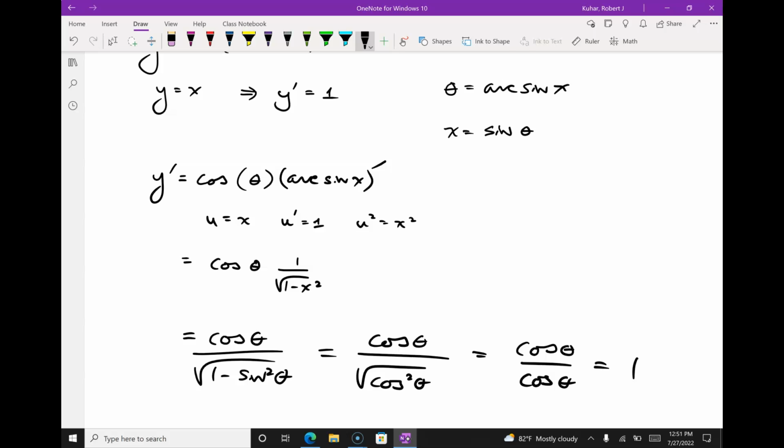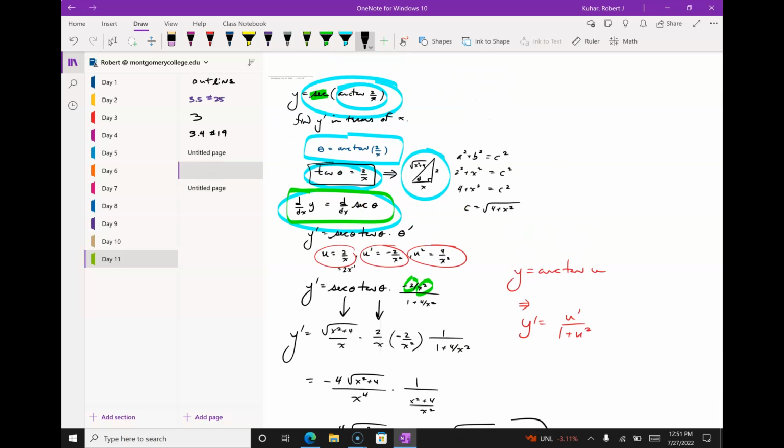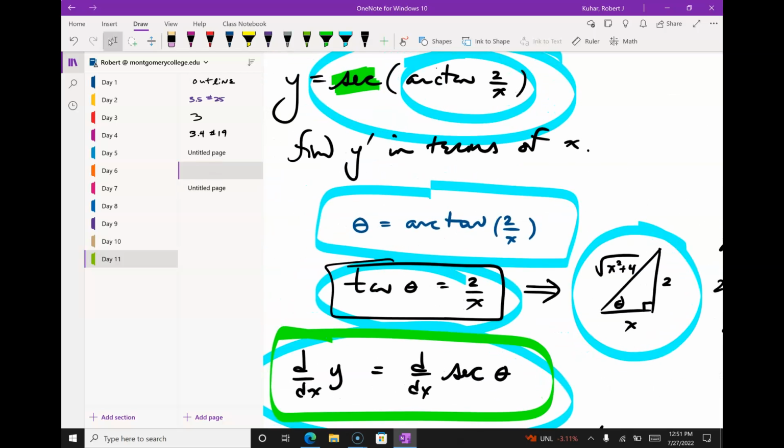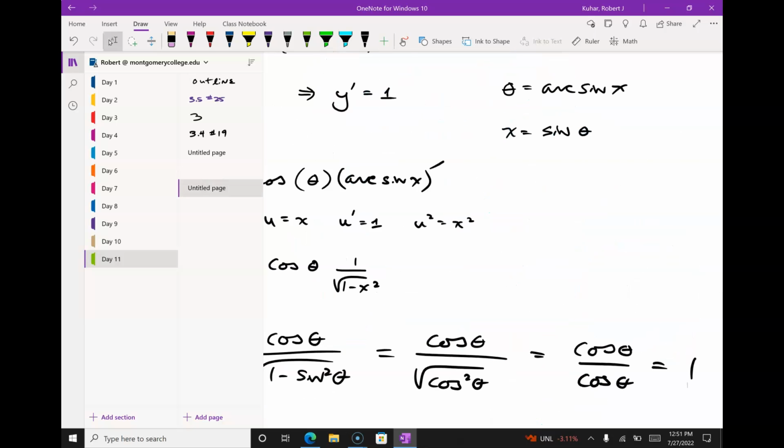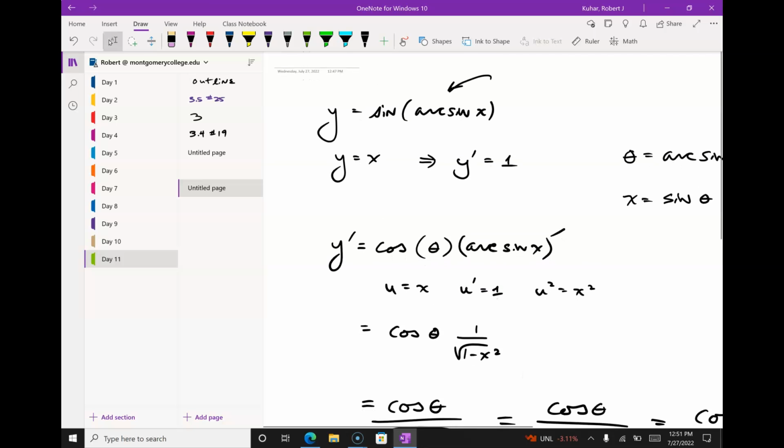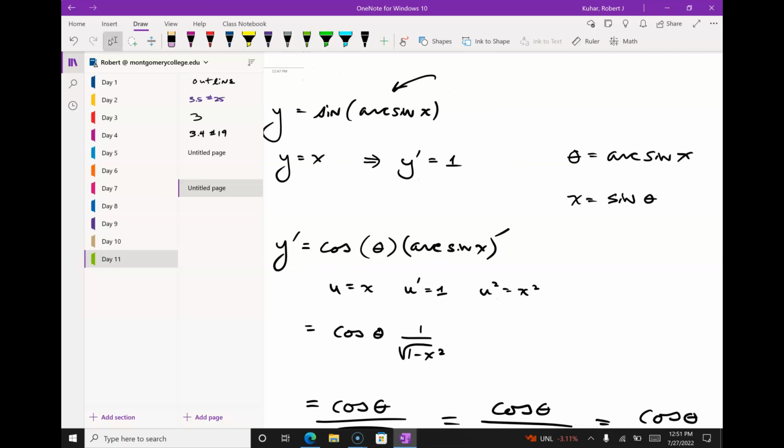For the other functions, theta was the arctan of 2 over x. Right? Look at it. Theta is the arctan of 2 over x. If you see an inverse trig, you have a theta. If you have a theta, you have a trig. So you have a triangle. So I have an inverse trig, don't I? So that means theta is arcsine of x.